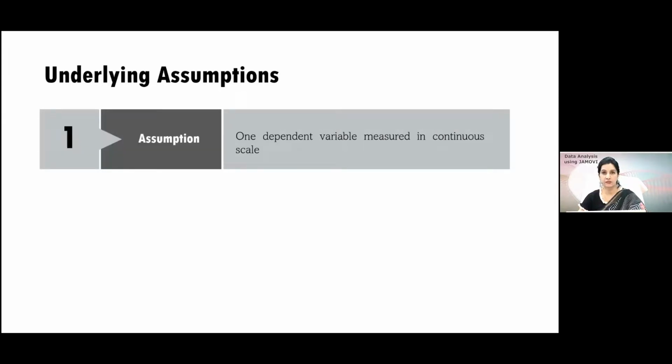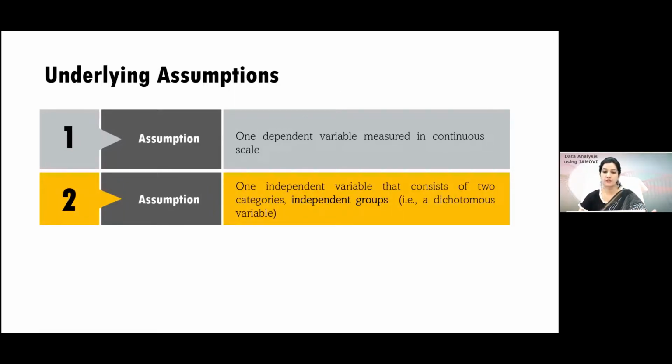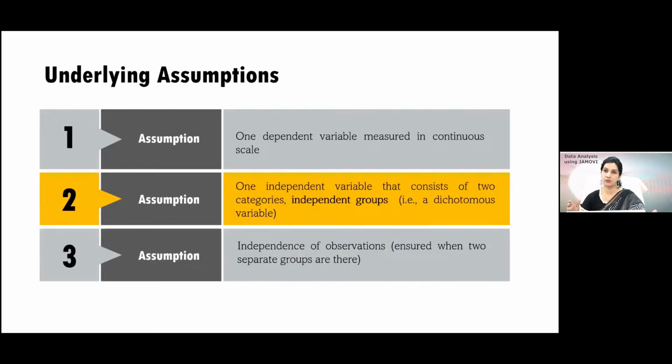So there are some underlying assumptions which are very important. In this case, the first assumption is there should be one dependent variable which should be continuous in nature. There should be one independent variable which should be a categorical variable having two categories, so it should be a dichotomous variable. And the third, like we have read about this because the term says independent sample, is that there should be independence of observation.